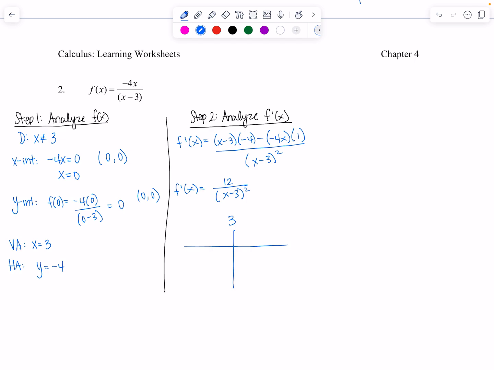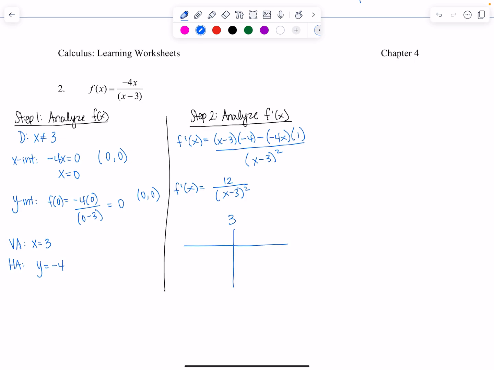So if we're looking around 3, we can test 2 and 4. So our derivative at 2, 12 over 2 minus 3 squared, so 12 over 1 is 12. And 4 will give us 12 over 4 minus 3, squared, so 12 over 1 is 12. So it's increasing and increasing.